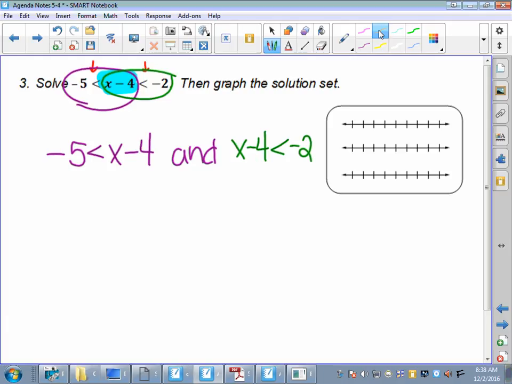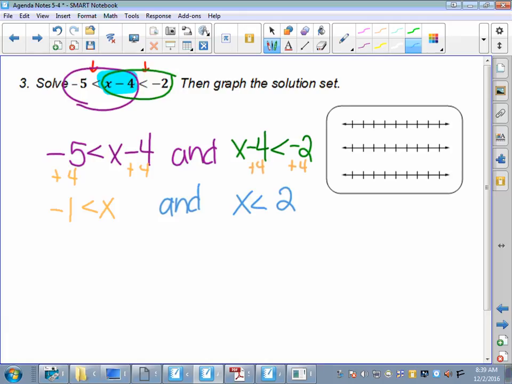Simple inequalities to solve. I'm going to add 4 and add 4. So negative 1 is less than x. Some people are going to start to do this to find that x minus 4 and just solve it and not have to break it apart. If you can do that, make sure I can understand your work. Here I will add 4, and I'd end up with an x is less than positive 2. No flipping of inequalities because we're only adding or subtracting. So I need to graph these two parts.